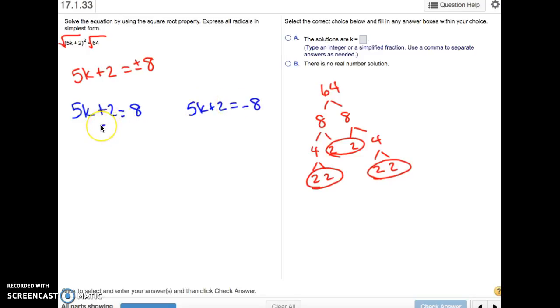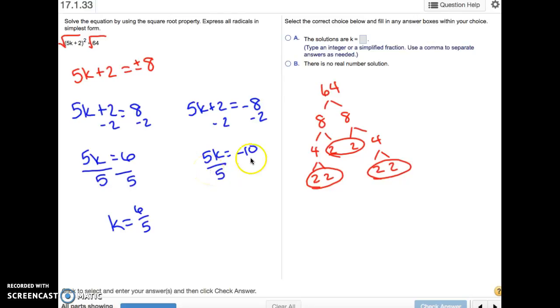And I'm going to solve each of these. I'm going to subtract 2. So 5k equals 6, and divide by 5. So 6 over 5. And the answer is going to ask me to enter a fraction. Then over here, I'm going to subtract 2. So 5k equals negative 10. Divide by 5. So I get negative 2 from there. And those are my two answers.